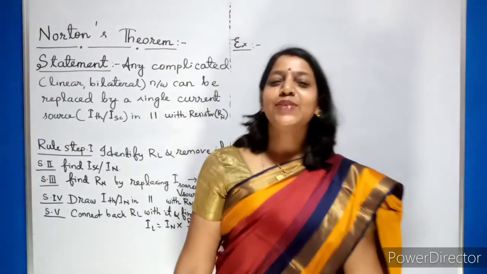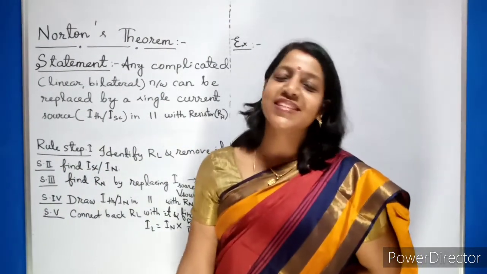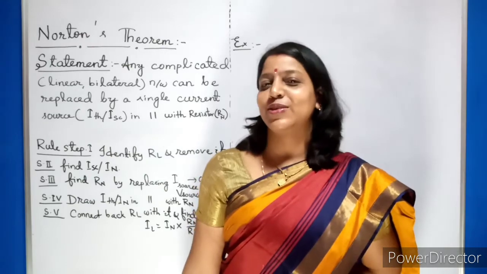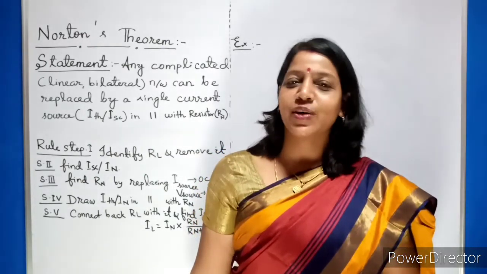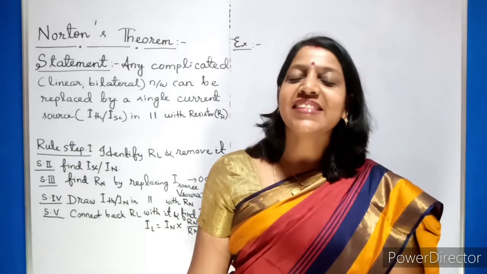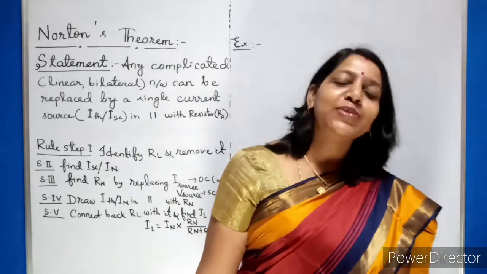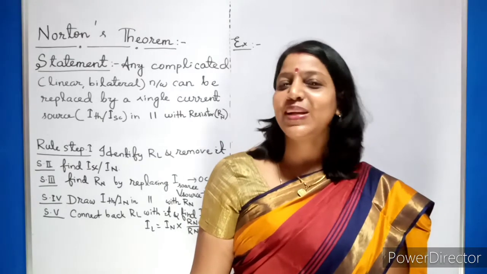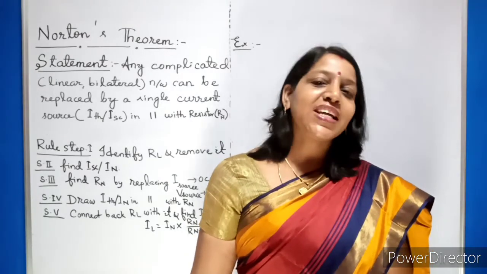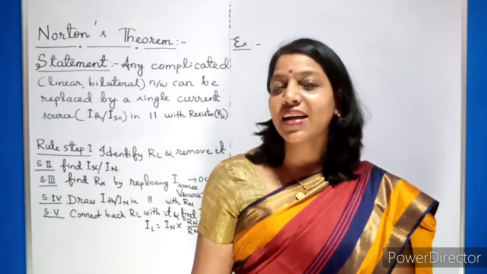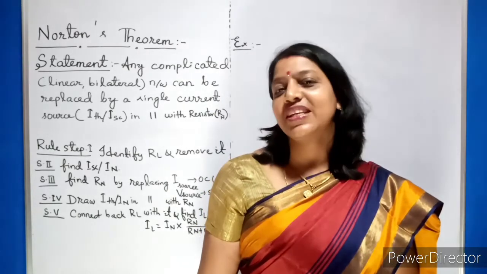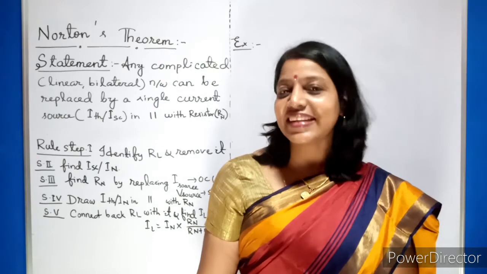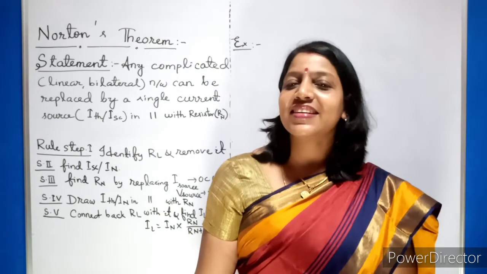Hello everybody. Today we'll see a very interesting theorem called Norton's theorem. What it states is that any complicated network can be replaced by a single current source in parallel with a resistor. So simple, or not? Now the question arises: what is that single current source? It is called Norton's current source, or short circuit current source, and what is that resistance? That is called Norton's resistance.